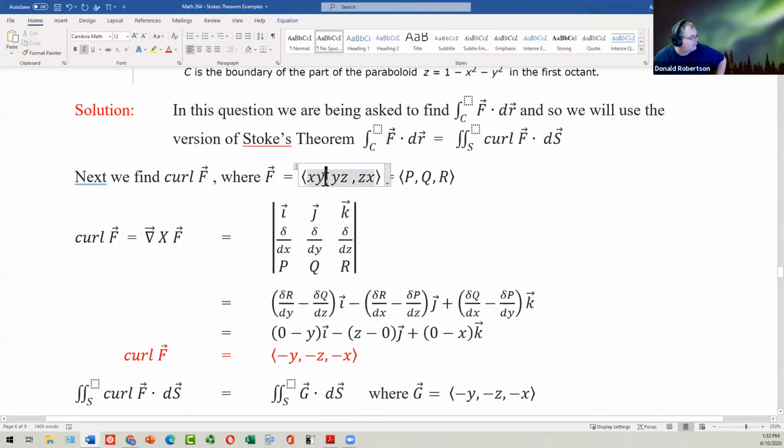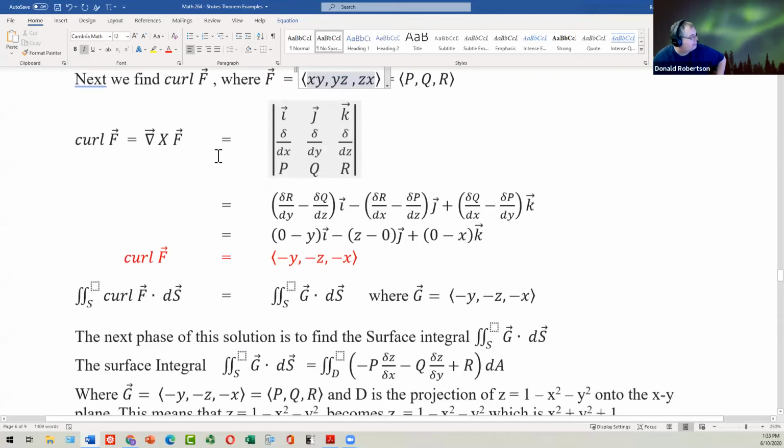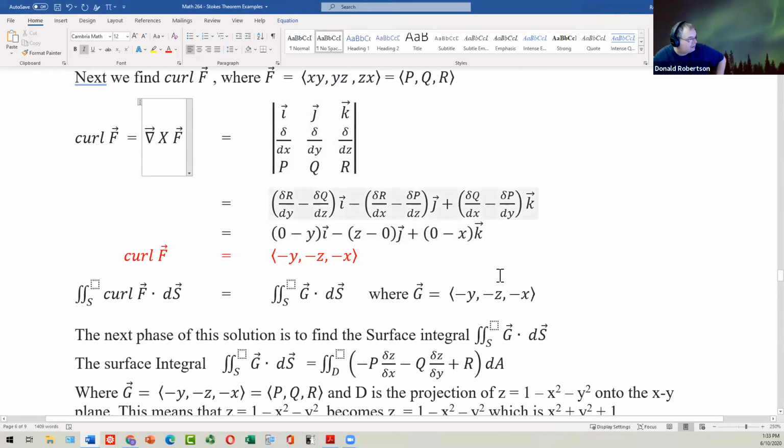So here is f. We'll call it p, q, and r. Here is the curl. Usual process. Can you trust me? That's what you get. So this guy I'm going to call G because that's just the way I'm doing this.